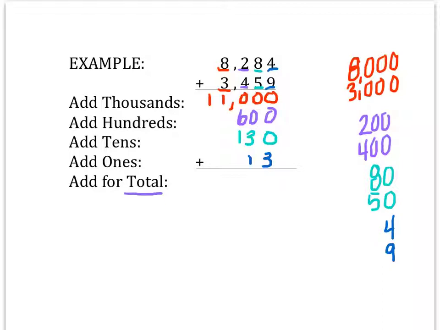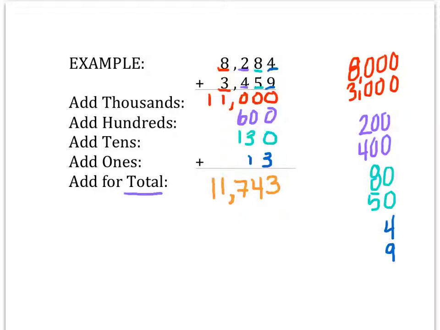Now I'm going to add like normal, and I'm just going to go straight down. I have 0, 0, 0, and a 3, which is going to be worth 3. 0, 0, 3, and a 1, which is worth 4. 0, 6, and a 1, which is going to be worth 7. I put my comma in. 1 plus nothing is 1, and 1 plus nothing is 1.